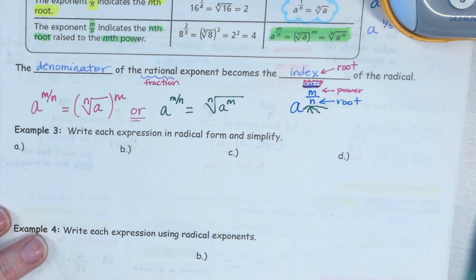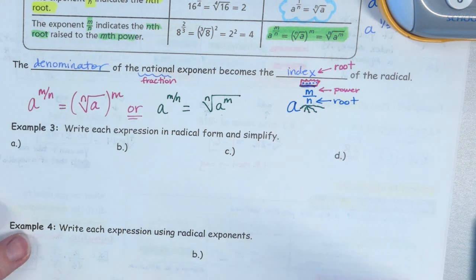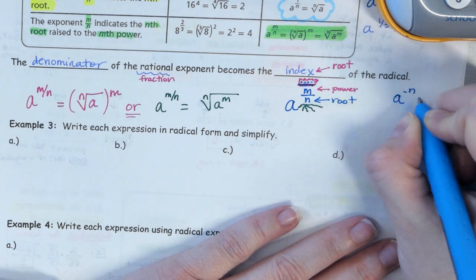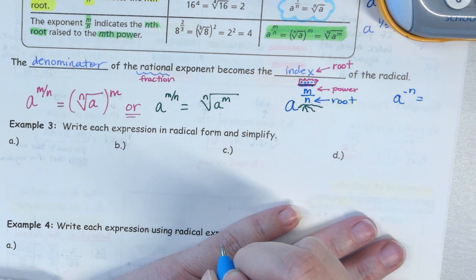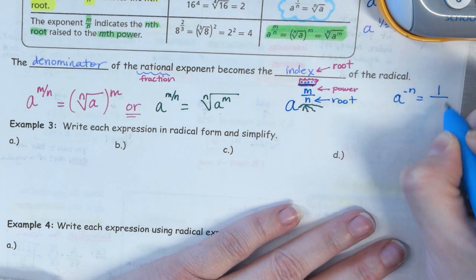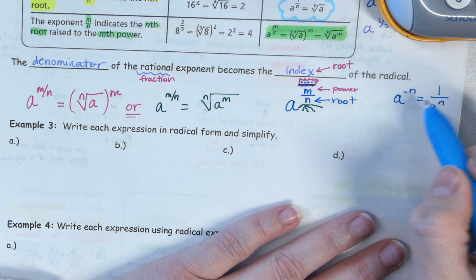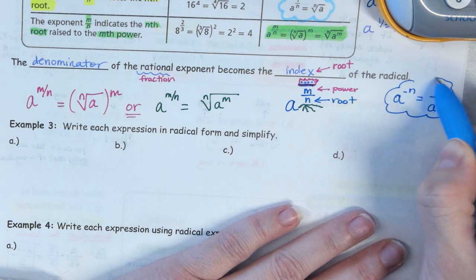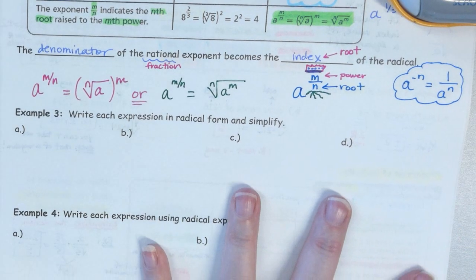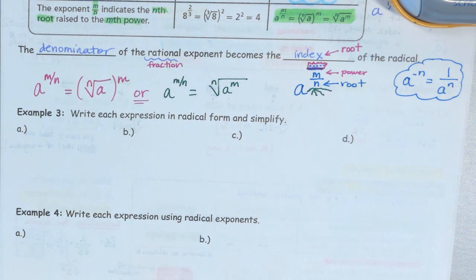Another thing we want to keep in mind that we talked about before is if you have a negative exponent, do you guys remember how to make that positive? You put it over 1, so 1 over a to the n. Good. So you never want to have a negative exponent. You always want it to be positive.